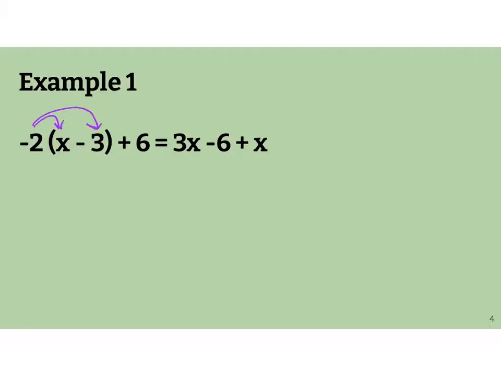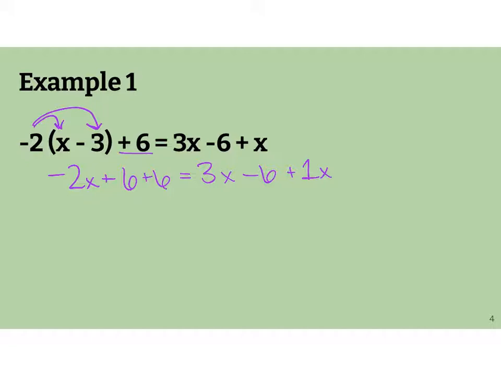So -2 times x is -2x. -2 times -3, negative times negative is positive. 2 times 3 is 6. Bring down this plus 6. And then just bring down the rest of the equation. I'm going to put a 1 in front of this x because I like to see the coefficient. So that was step 1, I distributed.